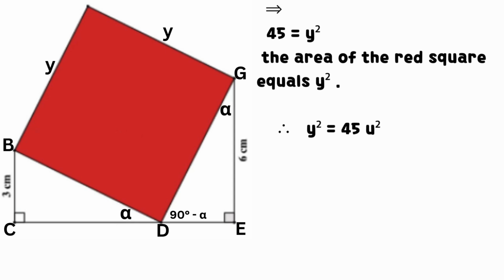This implies that 45 equals x squared. The area of the red square equals x squared. Therefore, the area of the red square equals 45 square units.